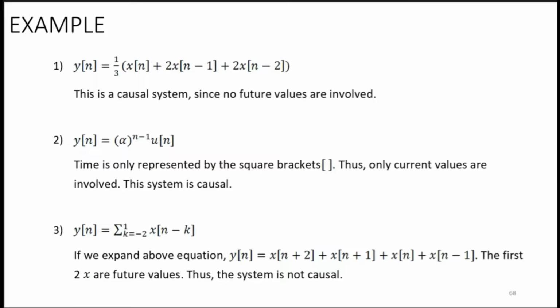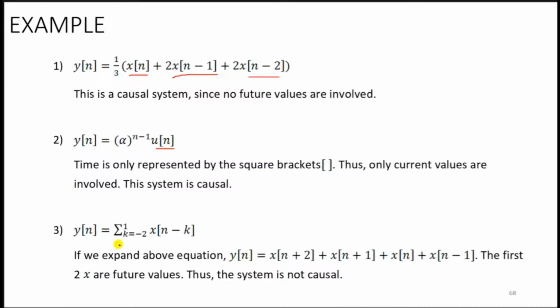So let's look at some examples. This particular system is present at n0, n1, and n2. So this system is causal because no future values are involved. Now the second example, alpha n minus 1 u[n]: time is only represented by the square bracket, so we are referring only to this part. Thus, only current values are involved. So this system is causal.